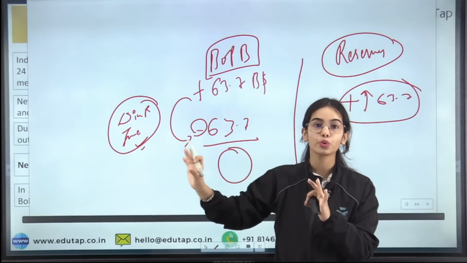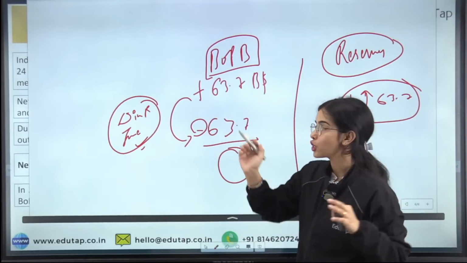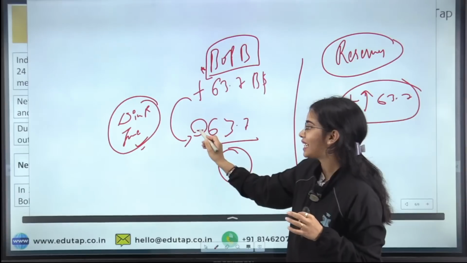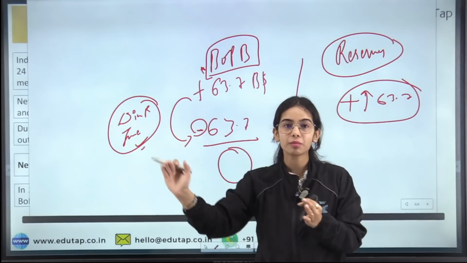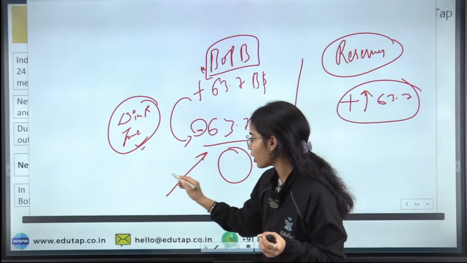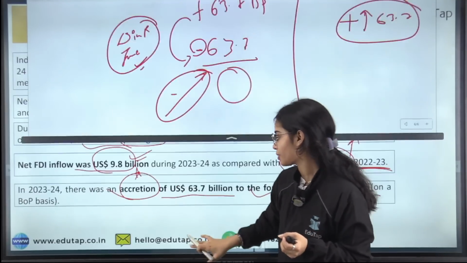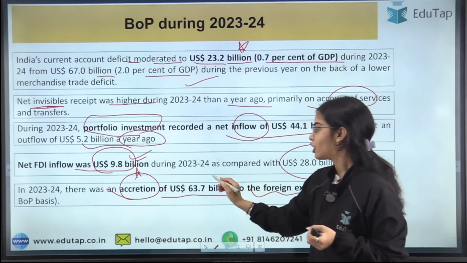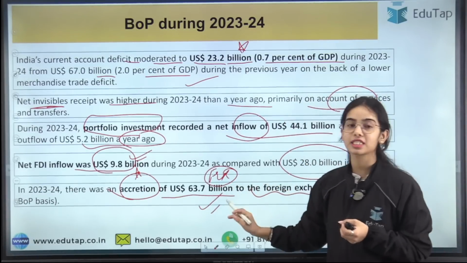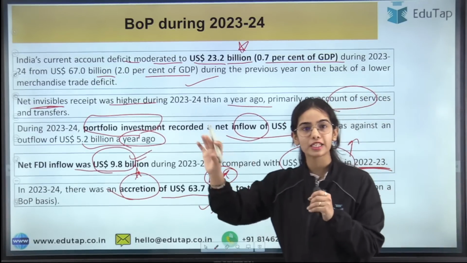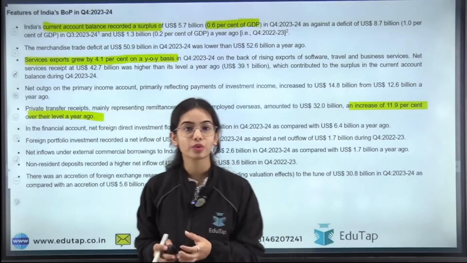I do not want you to get confused, because from the balance of payment, the money is flowing to the reserves. So in the balance of payment, it will be shown as negative, because from the balance of payment account, the money is going out. Whenever the money is going out, it is shown with a negative sign in the balance of payment situation. So on the balance of payment basis, the foreign exchange reserves have increased by $63.7 billion. If we are talking about the foreign exchange reserves account, it will be the positive amount. Okay. Now coming to the next.